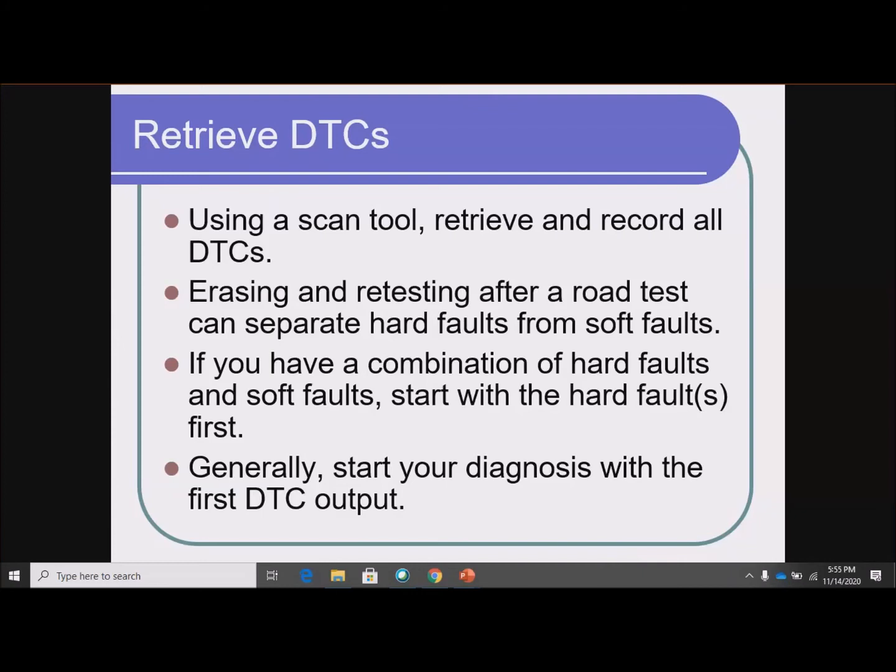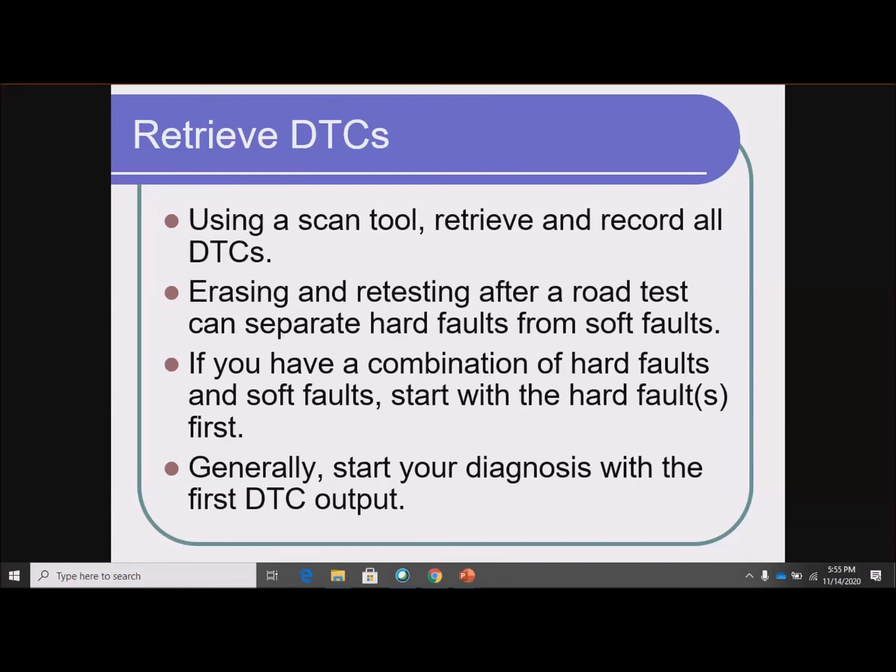That's a soft fault. On the other hand, a hard fault is, let's say that the filler neck is rotted out. You're going to find that. The problem's going to exist when it's sitting in your service bay. So one of the ways, the different car manufacturers have different ways of separating hard faults from soft faults.